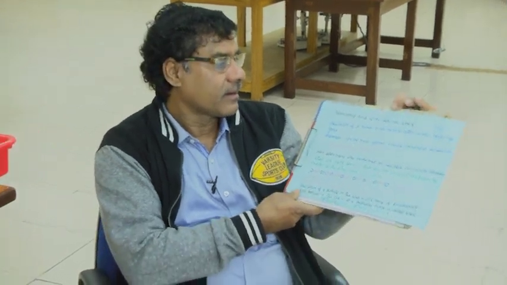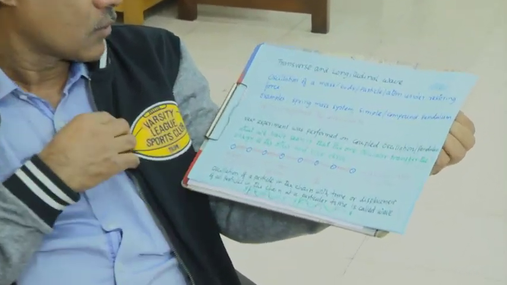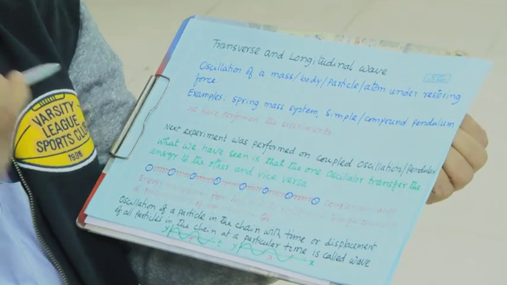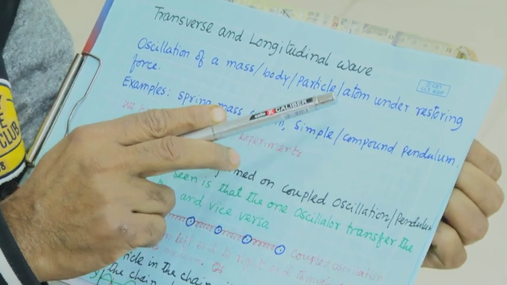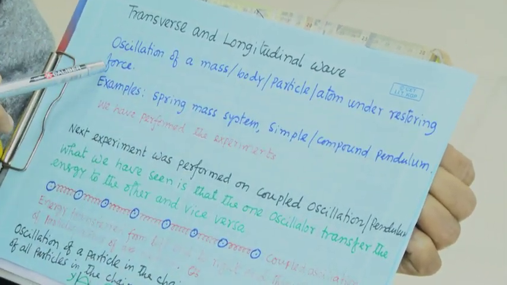So today we will discuss the transverse and longitudinal wave, and we'll show you how we can measure the velocity of the waves. So let us know what is transverse wave and longitudinal wave. So oscillation of a mass, body, particle or atom under restoring force, right?